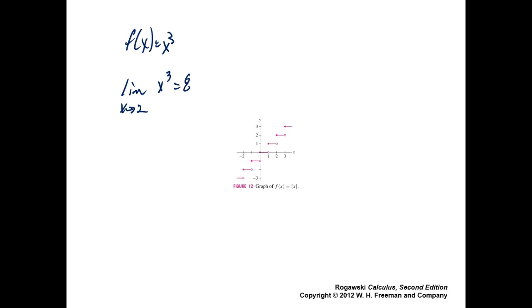Okay, number 2. What can be said about f of 3 if f is continuous and the limit as x approaches 3 of f of x is equal to 1/2? So what can be said about f of 3 if f is continuous and the limit as x approaches 3 of f of x is equal to 1/2?